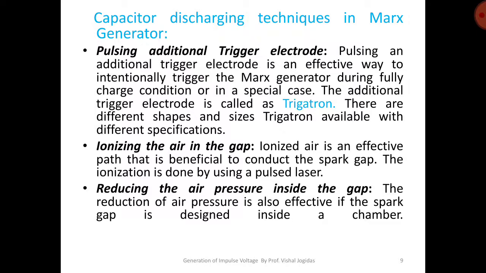The next method is ionizing the air in the gap. Ionized air is an effective path that is beneficial to conduct across the spark gap. The ionization is done by using a pulsed laser. And the next method is reducing the air pressure inside the gap. The reduction of air pressure is also effective if the spark gap is designed inside a chamber. So these are the capacitor discharging techniques.